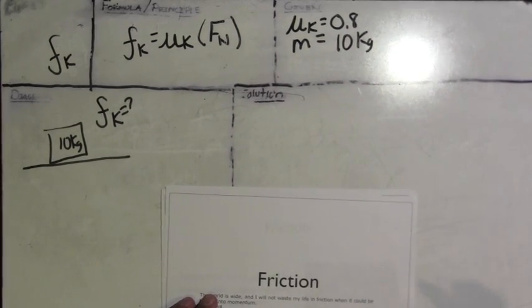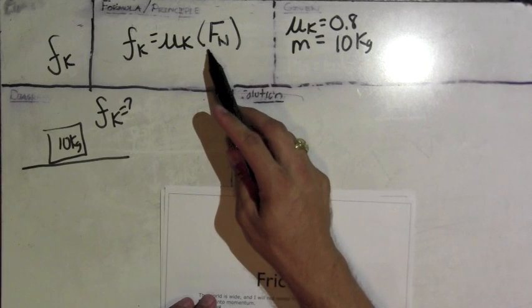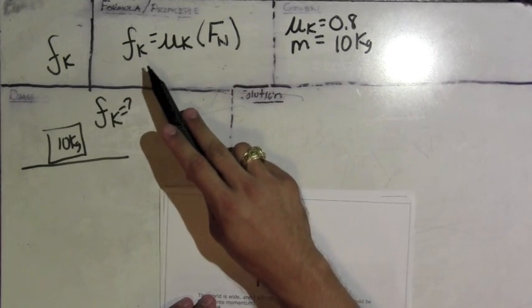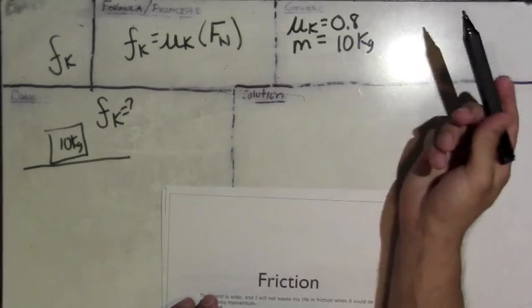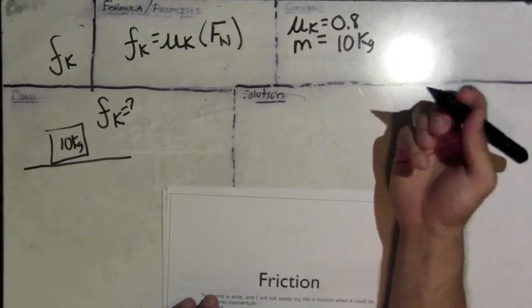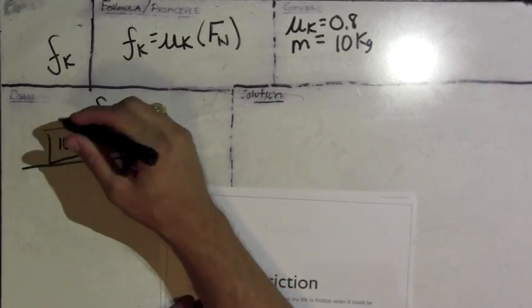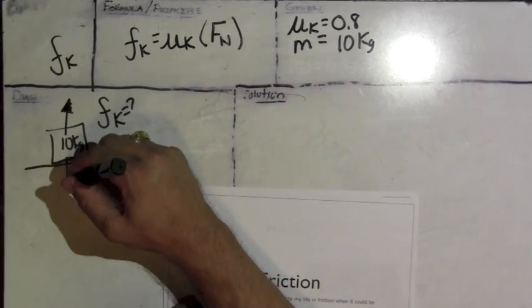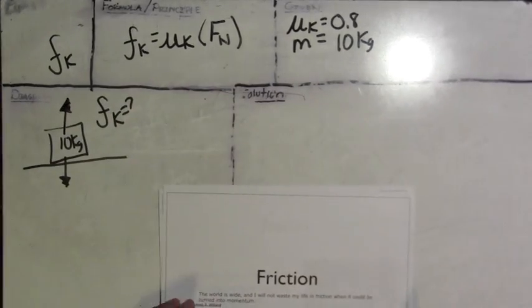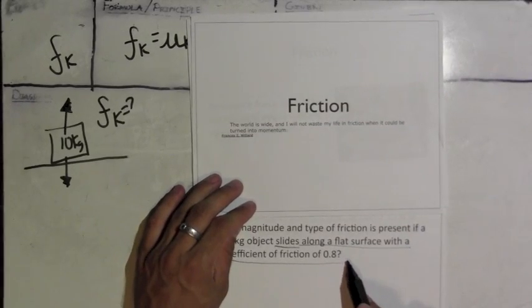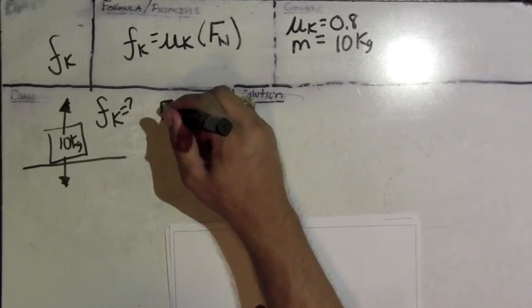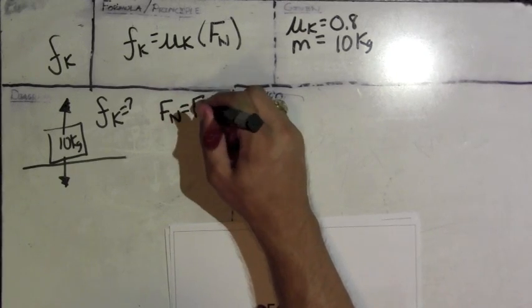Now, when we look at this, we have to realize that we have to identify the normal force before we can find the kinetic friction. So what is the normal force? Remember, normal force is the force that is upward that opposes gravity. For a flat surface, which is what this problem tells us we have, the normal force has to equal the gravitational force.